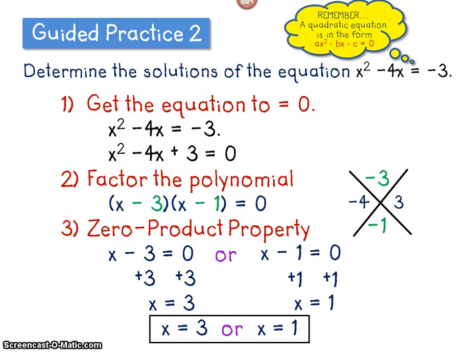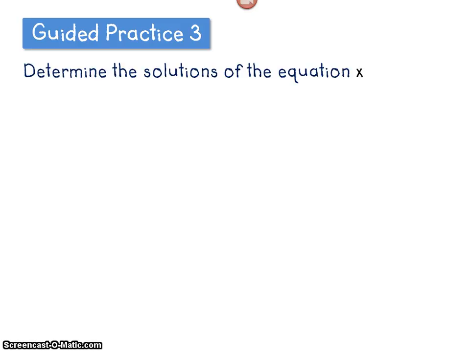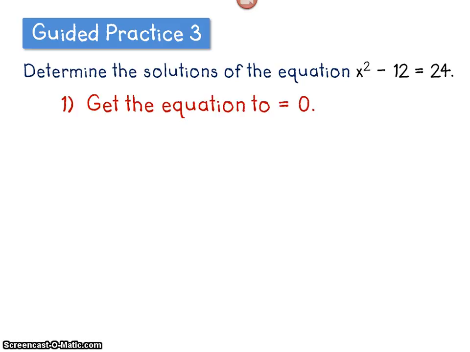We'll do one more guided practice and see how this one could be slightly different. Determine the solutions of the equation x squared minus 12 equals 24. So again, I notice that my equation is not equal to 0, so we begin by getting the equation to equal 0. Right now it's equal to 24. So how do we get that 24 out? We have to subtract it. So subtracting 24 from both sides results in x squared minus 36 equals 0.